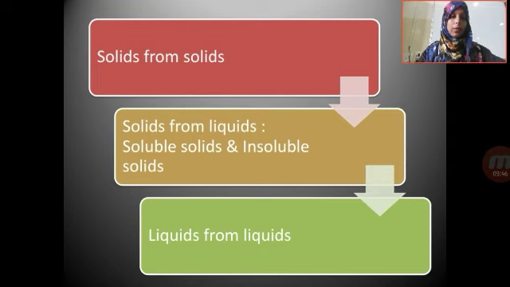Okay. Now, liquids from liquids. Oil and water are two liquids and they are immiscible, that is, they do not mix with each other, whereas milk and water are miscible liquids that completely mix with each other. So, we need to separate them. What are the methods that are followed, that we will be studying one by one. Okay.